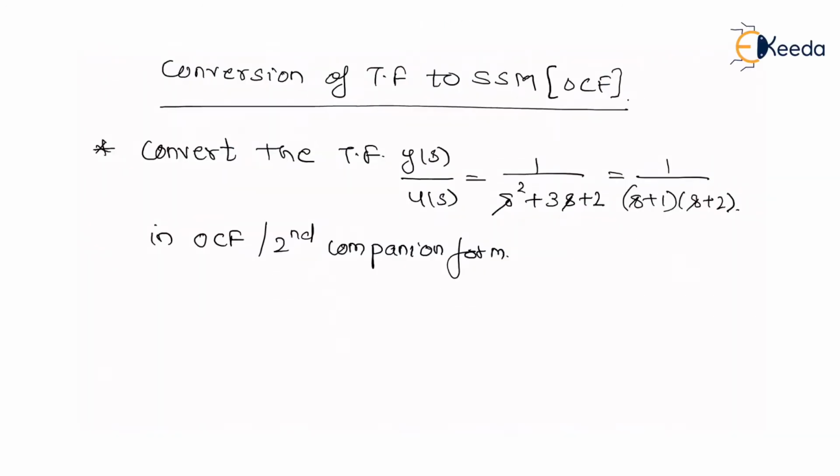Now, let us consider a typical example of converting a given transfer function into OCF, that is observable canonical form or second companion form. The transfer function given to you is in the form of Y(s)/U(s) = 1/(s² + 3s + 2).